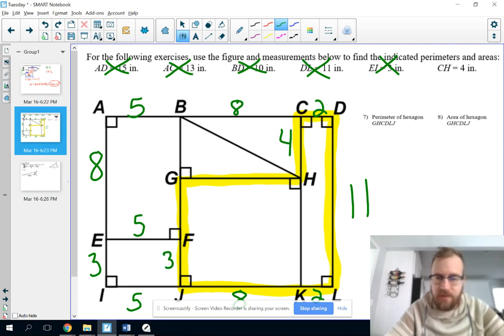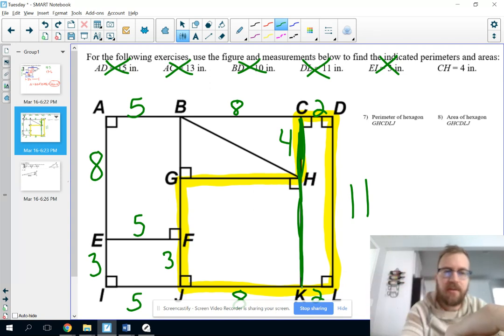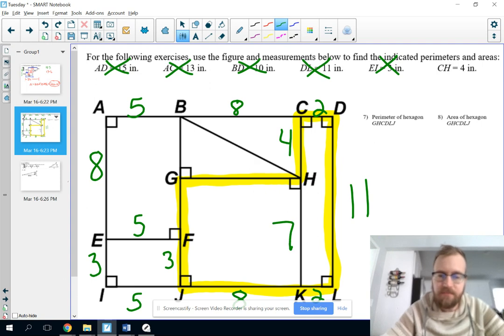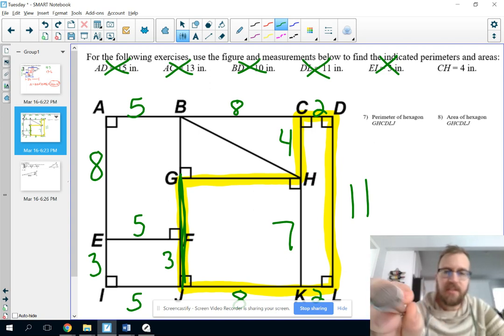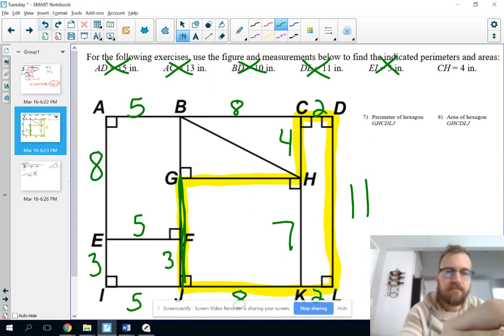What else do we know here? So we know CH is 4, and we know this whole piece, CK is the same as DL, so the whole thing is 11. So 11 minus 4 gives us HK of 7. If we know HK is 7, we know GJ is 7. So 7 minus 3 to get GF leaves us with 4 there.